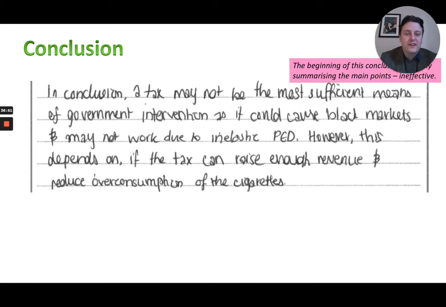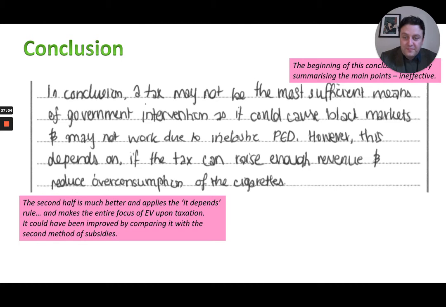Okay, so they've used the key phrase, it depends on. But they've done the very common thing which students do, which is summarise the main points, so it's not entirely effective. The second half of this conclusion is quite good because it uses the it depends rule, and it makes the entire focus of the evaluation on taxation. You could have beefed this out by comparing it with the second method of subsidies as well.